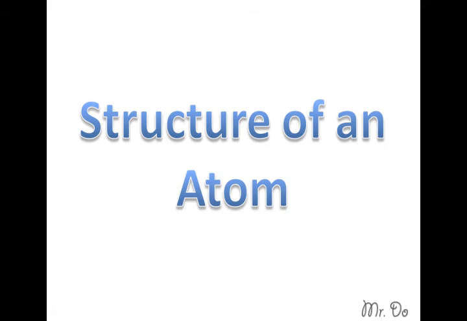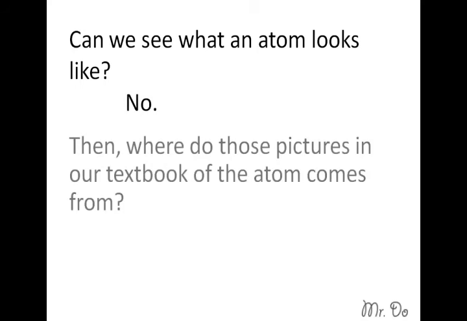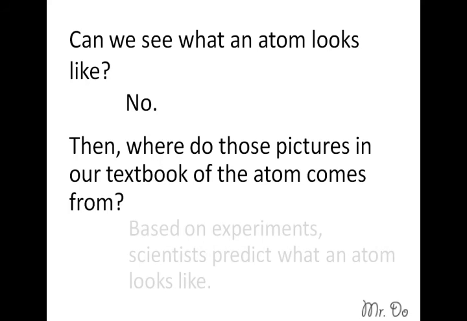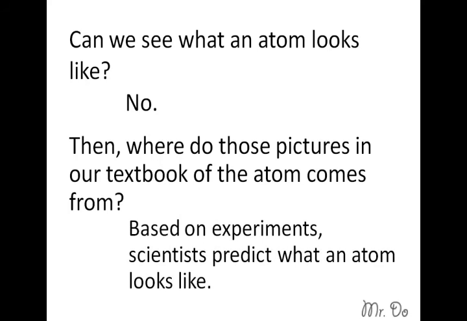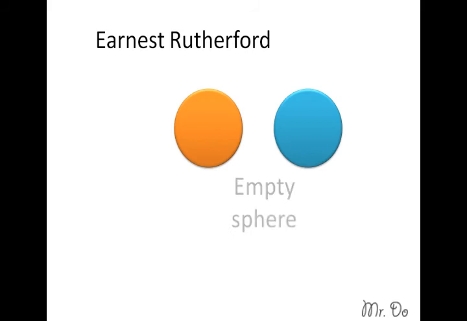Structure of the atom. Can we see what an atom looks like? No, unfortunately we cannot. Then where do those pictures in our textbook with the atom come from? Well, based on experiments, a scientist can predict what an atom looks like. Early scientists like Ernest Rutherford, back in the olden days, atoms were thought to be empty spheres.